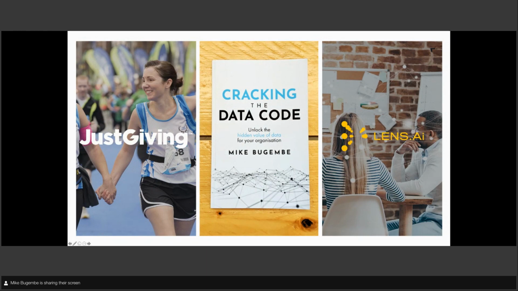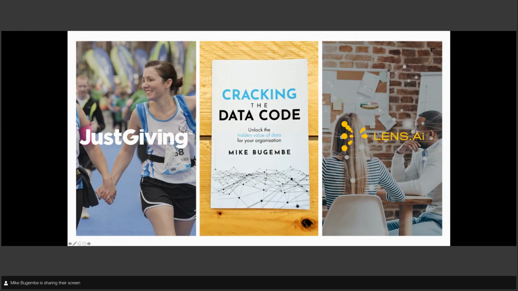On the back of that and some of the difficulties that I had, I wrote the book Cracking the Data Code in 2018, and that's done pretty well on Amazon. Really, it's a book for executives, for them to understand the role that they play in making sure they can get AI and data to work for them. And I'm now a founder of a company called Lense.AI, and we do non-technical training for execs and managers in the full spectrum of data.